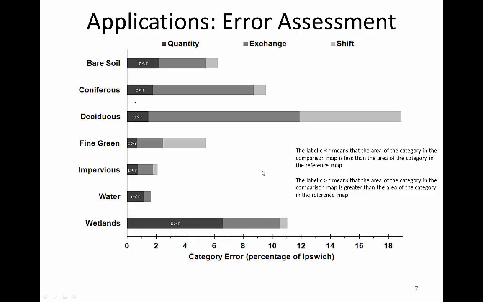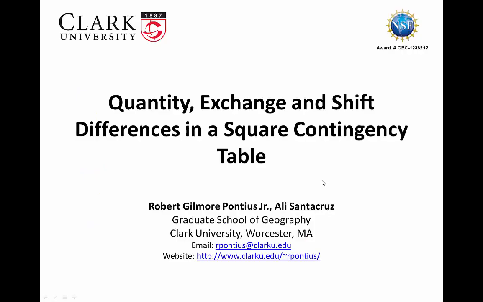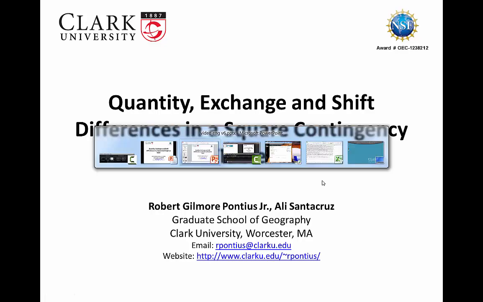The label C less than R means that the area of the category in the comparison map is less than the area of the category in the reference map. The label C greater than R means that the area of the category in the comparison map is greater than the area of the category in the reference map. Now I'm going to show you how we can calculate these measures of difference.